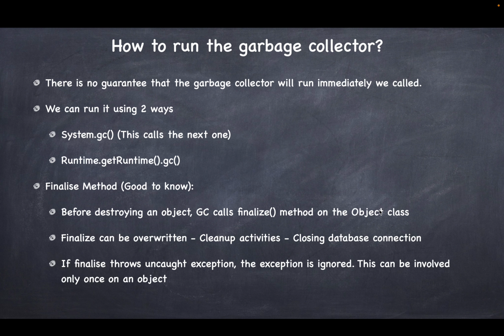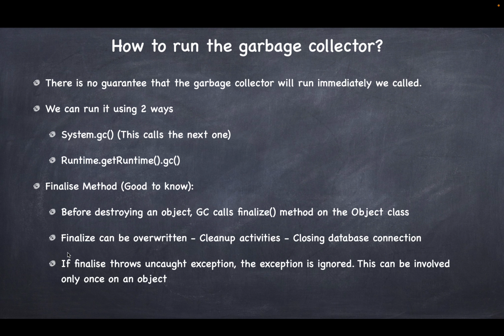Object is a superclass of all the classes, as we know. So we can override the finalize method if we want to do any cleanup activities, such as closing database connections. The finalize method can be overridden, but it is not recommended, because in Java 9 and later, we can do all this closing of database connections in try-with-resources itself. So it's not recommended to override the finalize method of the Object class, but if it's required, yes, we can do it. Also, if any exception is thrown in this finalize method, then the exception is ignored.